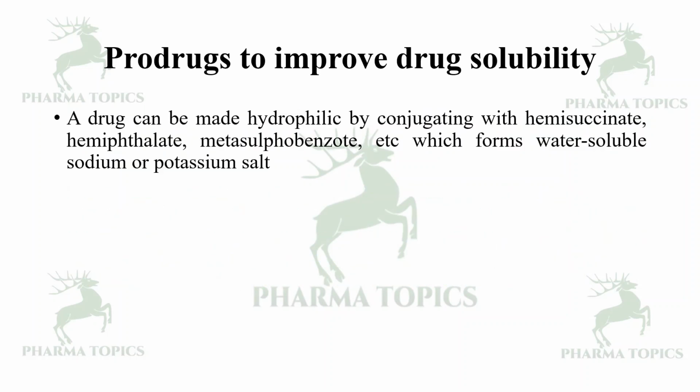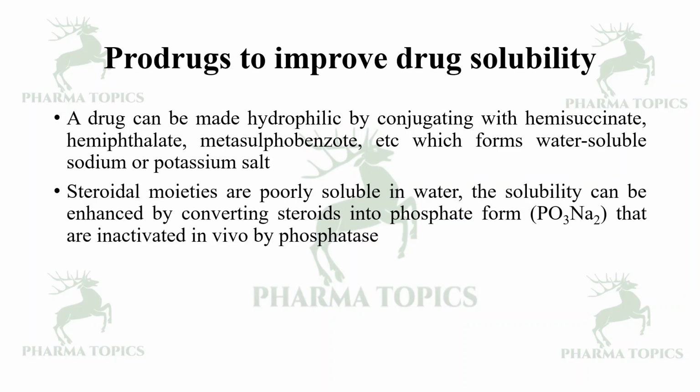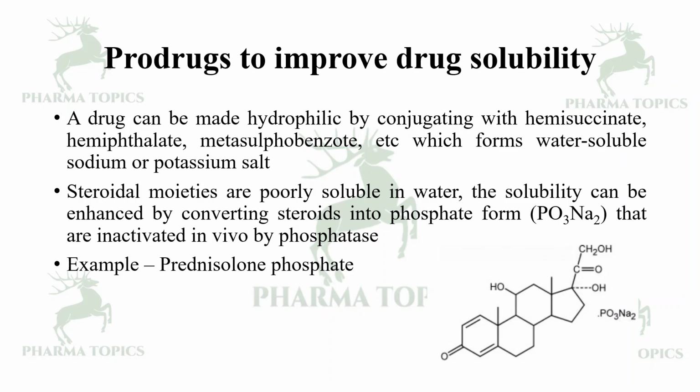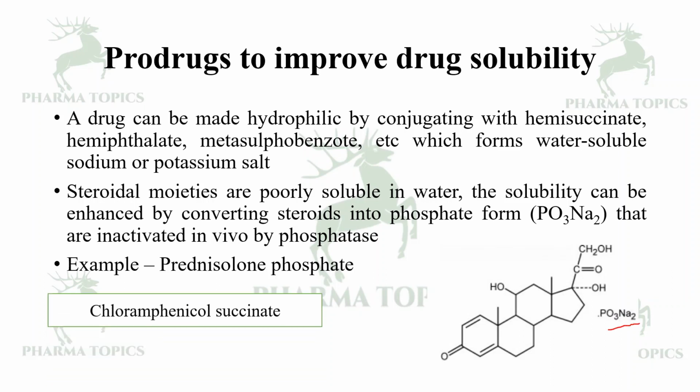A drug can be made hydrophilic by conjugating with hemisuccinate, hemiphthalate, metasulfobenzoate, etc., which form water-soluble sodium or potassium salts. Steroidal moieties are poorly soluble in water. The solubility can be enhanced by converting the steroids into phosphate form that are inactivated in vivo by phosphatases. Example is prednisolone phosphate. So this is prednisolone and this is the phosphate group. Next example is chloramphenicol succinate.